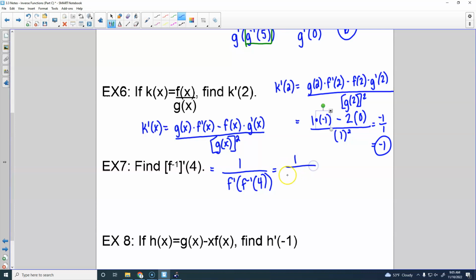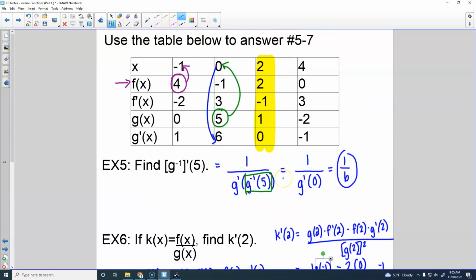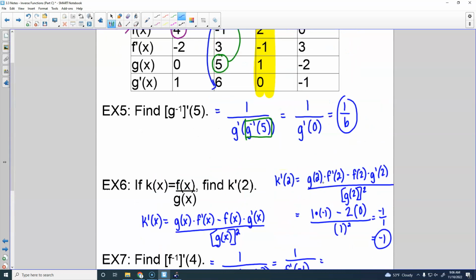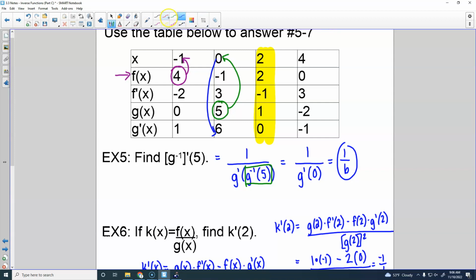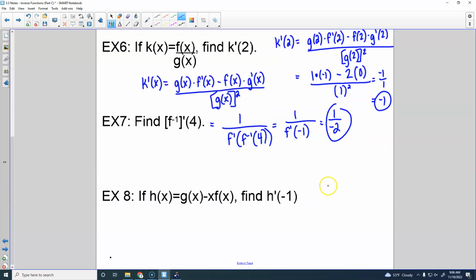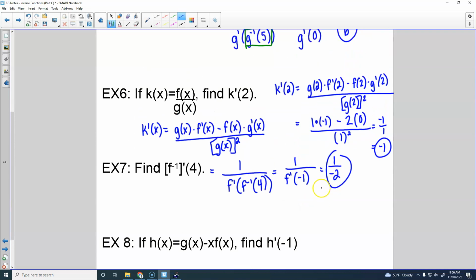1 over f prime of, what did I just say? Negative 1. And then f prime of negative 1, what is it? Negative 2. So I would have 1 over negative 2. So negative 1/2 would be my answer there. Well, I do have one more. Let's scroll down far enough there. Questions on that?